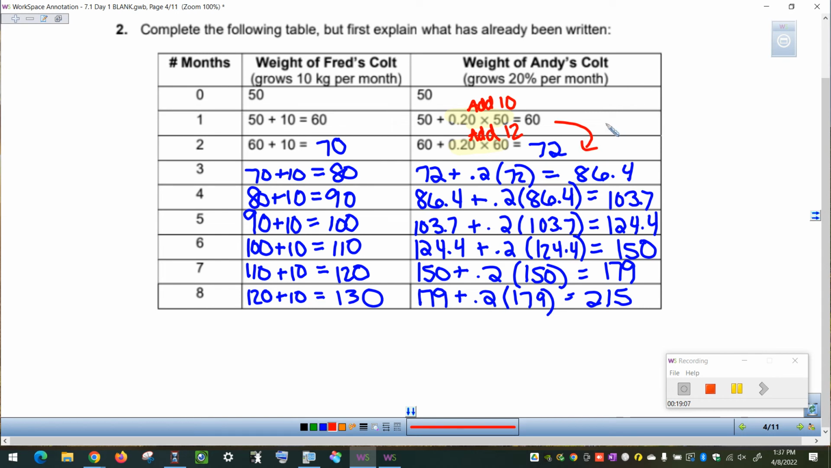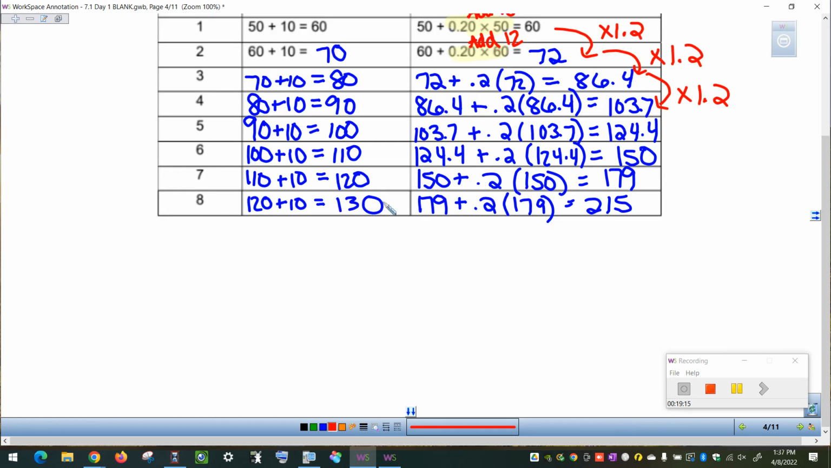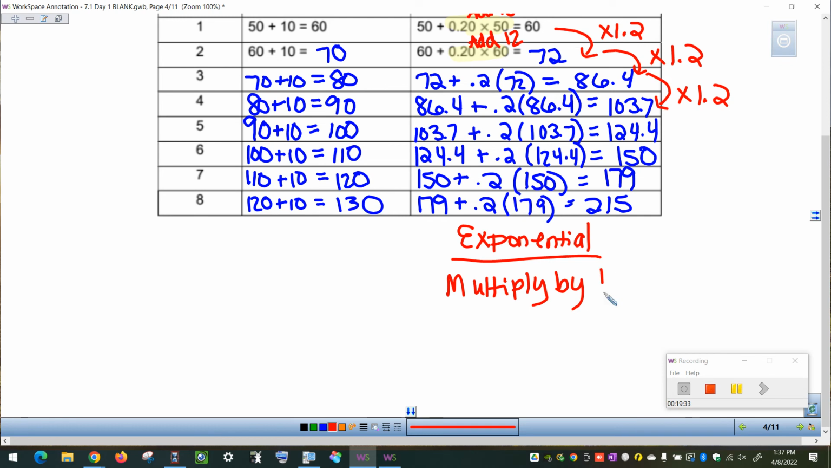So starting on Andy's side, what we just found out with coming up with our equation is that we're really just multiplying by 1.2 to get the next weight. We know that Andy's is an example of exponential growth, so let's put the exponential label down below that side. And a characteristic of an exponential pattern is that it's going to continually multiply by the same number. In this case, it's going to multiply by the same number every month.